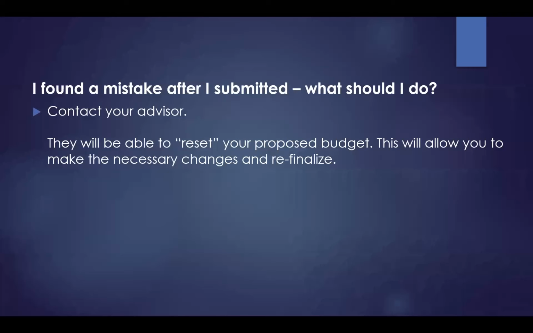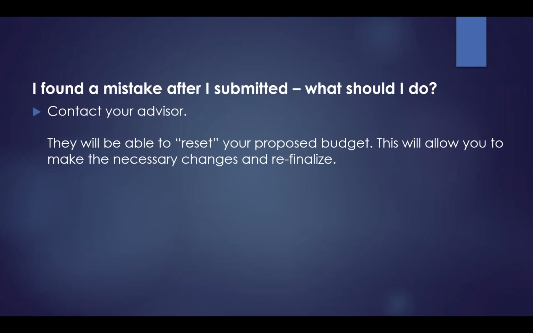So this is the last one, and this is probably the biggest. It's the most common support ticket that we get. You submit everything and you find an error. So what exactly do you do about it? Just contact your advisor, send them an email or call them. They have a tool on their end that lets them roll you back so that you can go in and make that correction. It happens all the time.